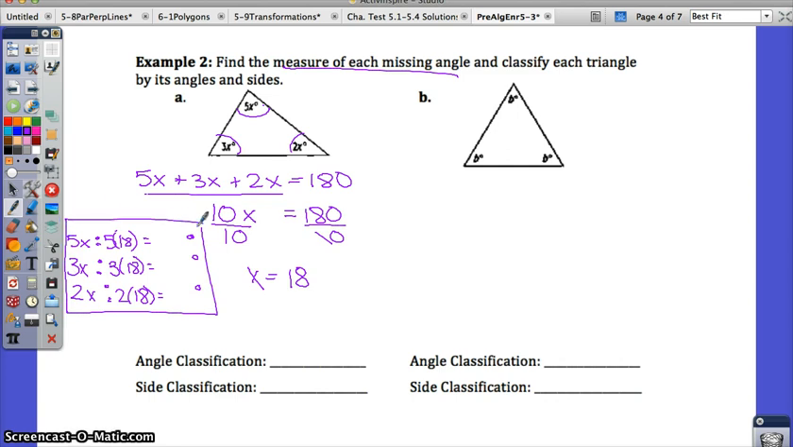So 5 times 18 is, 5 times 8 is 40, carry the 4. 5 times 1 plus the 4 is 9, so 90. 3 times 18, try that one.